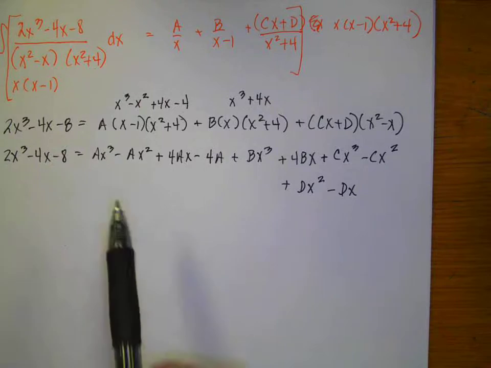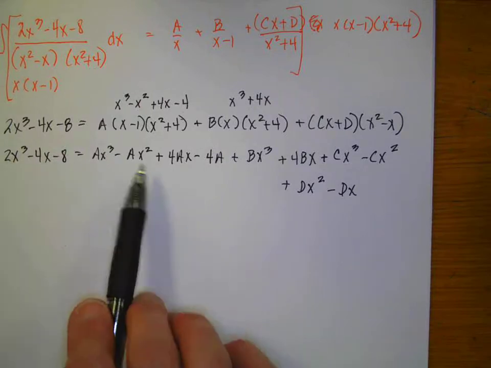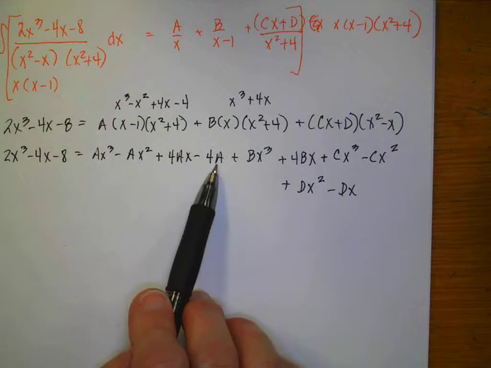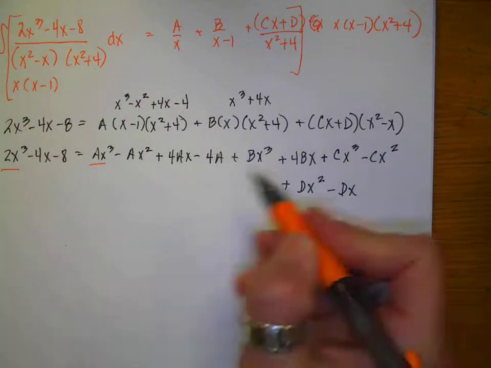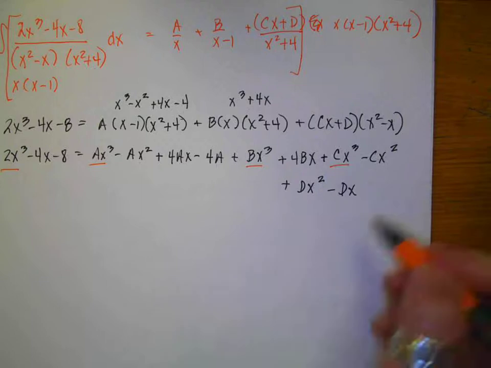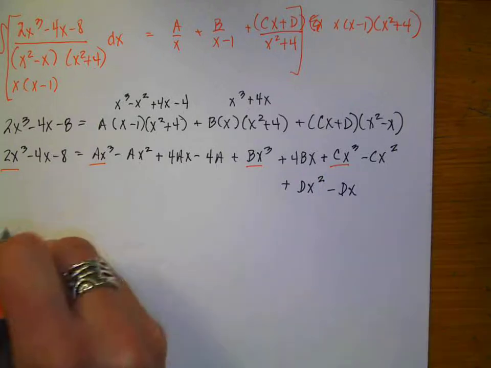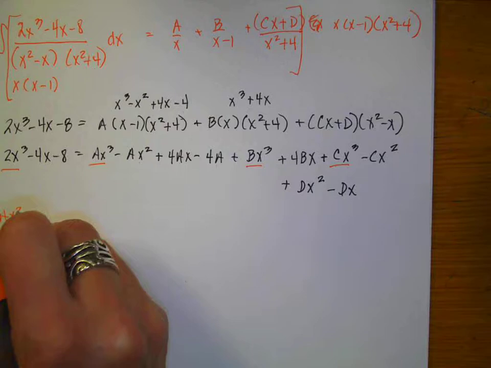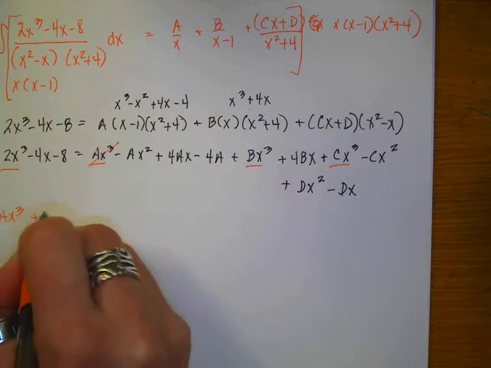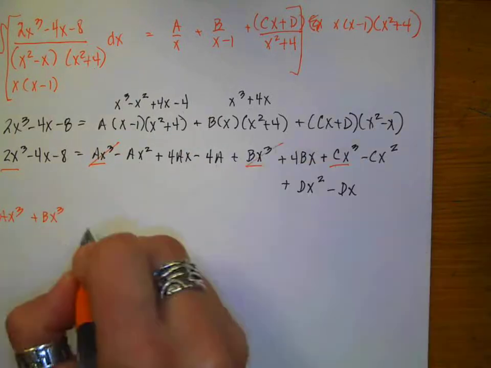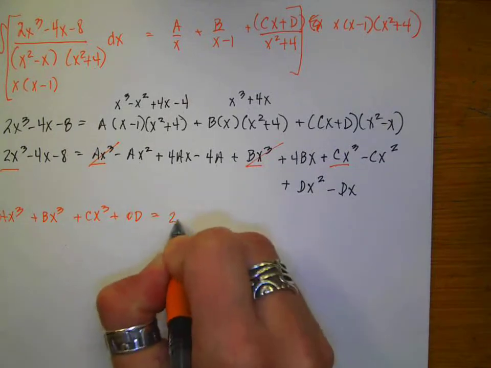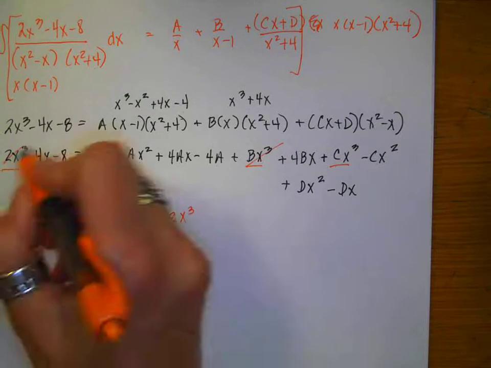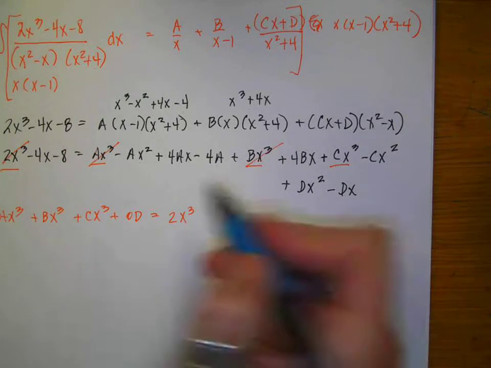Ooh, that's a lot of stuff. And notice I have cubed things, squared things, linear things, constants. So I'm going to write a bigger augmented matrix. I'm going to start collecting my terms. My cubed things are this. There's no d one, so we have to put in a placeholder. So I get ax cubed plus bx cubed plus cx cubed plus 0d equals 2x cubed.